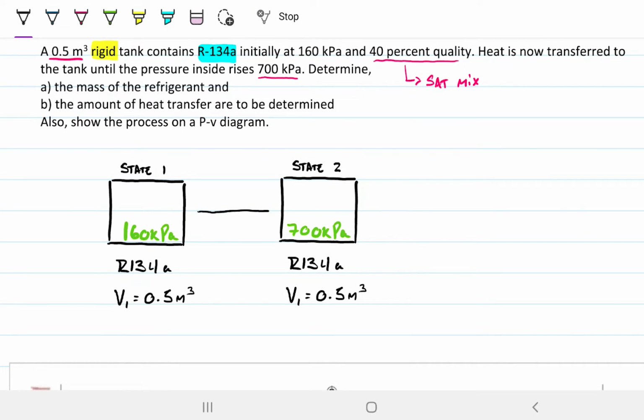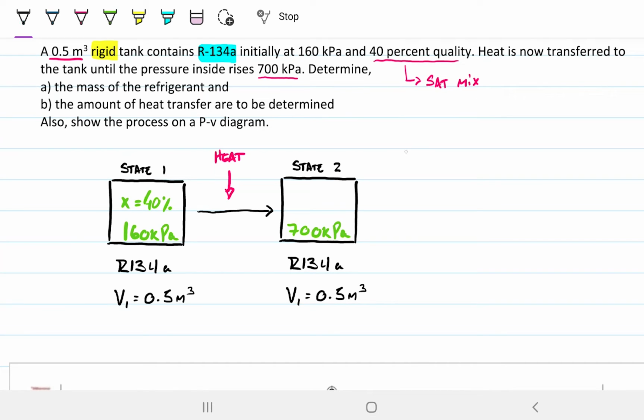Now from here to here we add heat to the system. Okay, and we can see that what is happening is that the pressure is rising. Temperature is most likely rising too. We need to look at that later. But what do we know about the first state? Well, we know the quality is 40%. What does that mean? It means 40% in mass of the mixture here. We know it's a saturated mixture. We know 40% of the mass is vapor. The 60% of the mass is liquid.